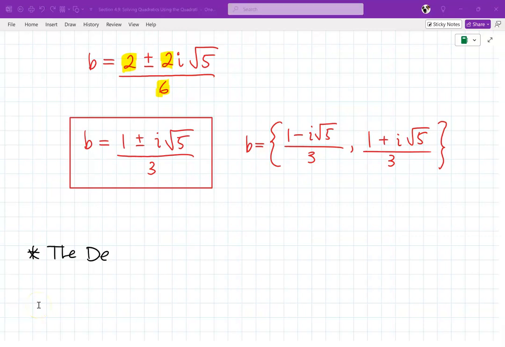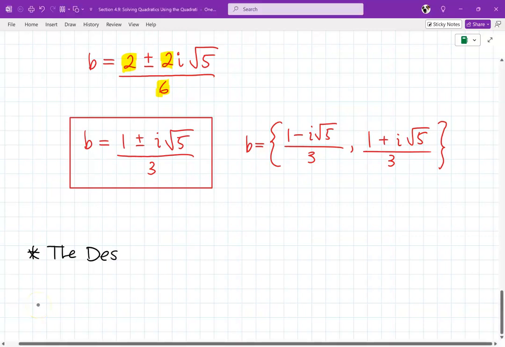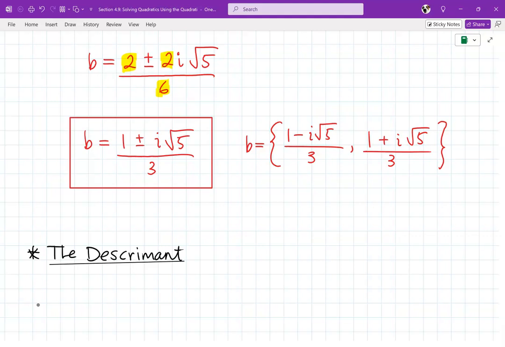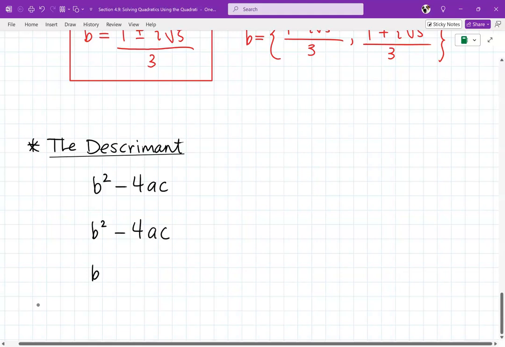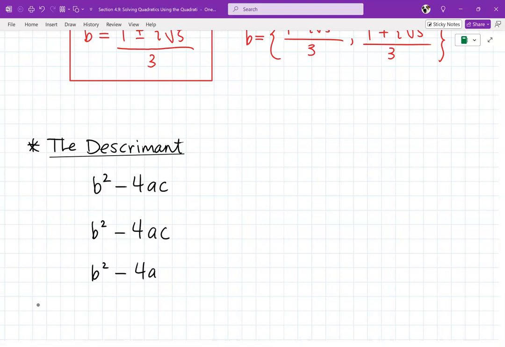Sorry, so it's not the determinant, it's the discriminant. Okay? And it's part of the formula that we've been using. b squared minus 4ac. Right? That's the part inside of the square root. Okay? So I'm going to write it 3 times. Because this can tell you how many answers you're going to have.